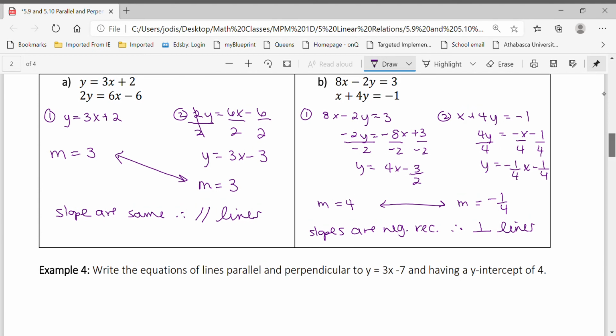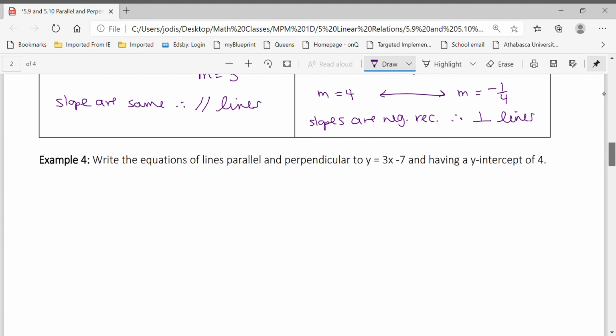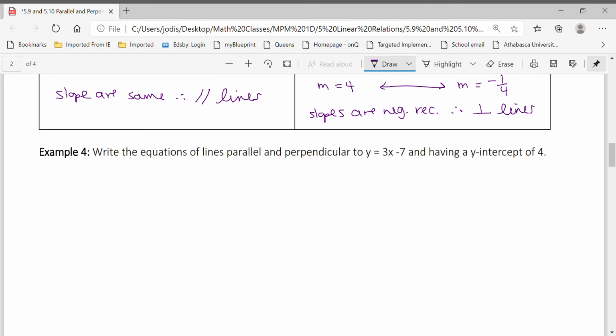Okay, so our last example for our parallel and perpendicular lines, we want to be able to write the equations of lines parallel and perpendicular to y = 3x minus 7, and these new lines that we're going to write have to have a y-intercept of 4.